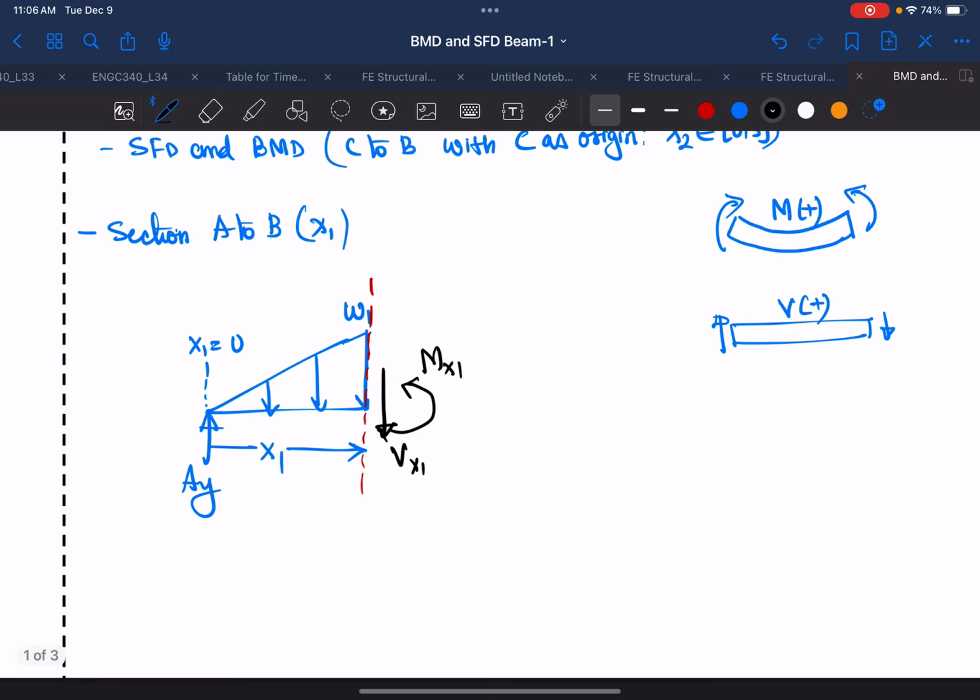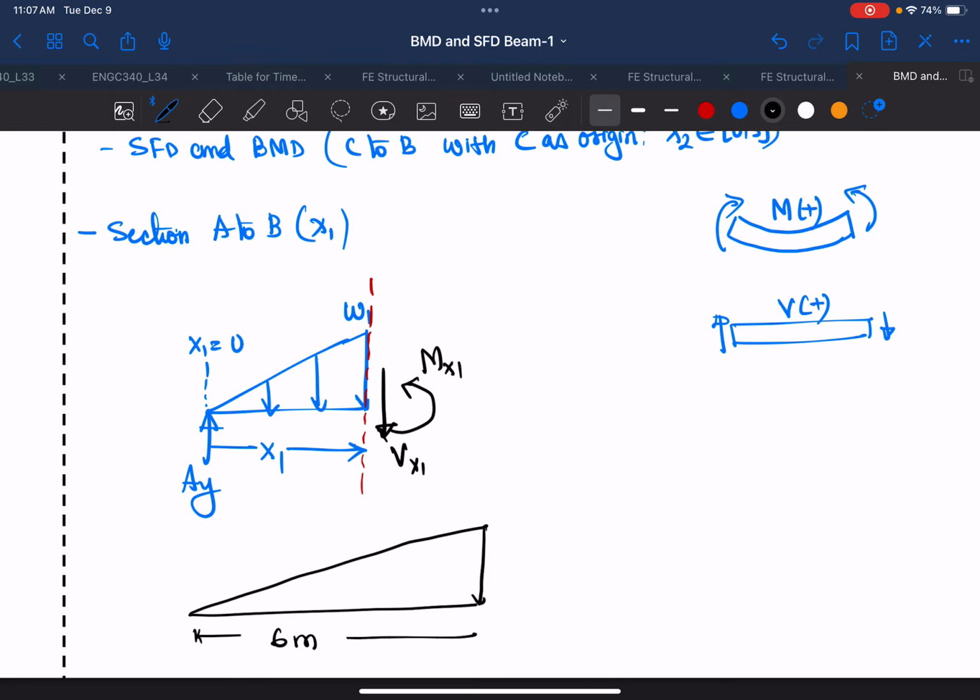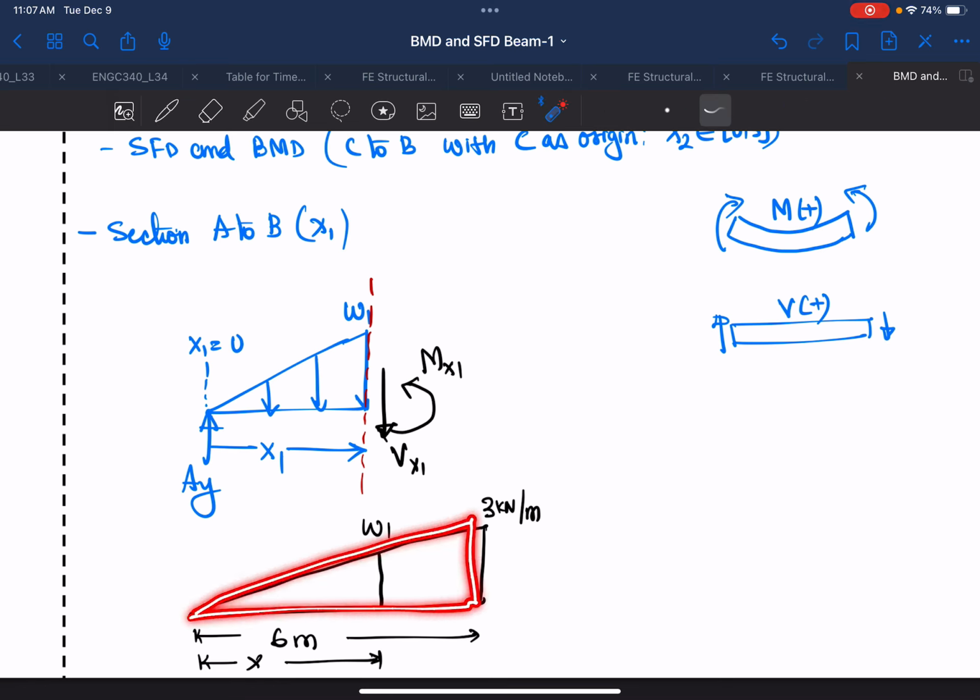Okay, once we have that, now we need to know what is W1. So for W1, from the original load distribution, this is length 6 meter, and this is 3 kilonewton per meter. And what we are interested to find is what is this W1, which is at a distance x. For this, we use similar triangles, because we see that there is a big triangle with the same origin, and then we have also this small triangle.